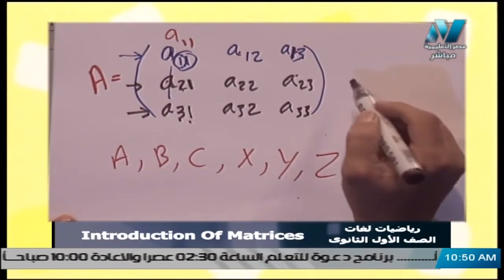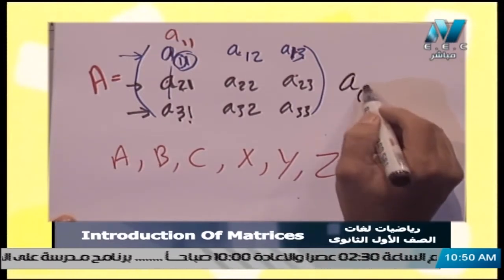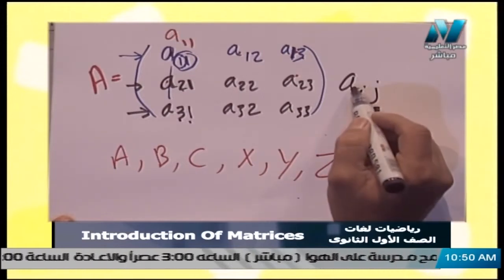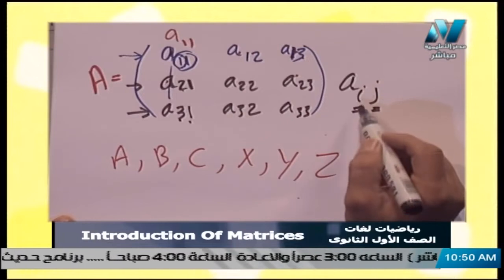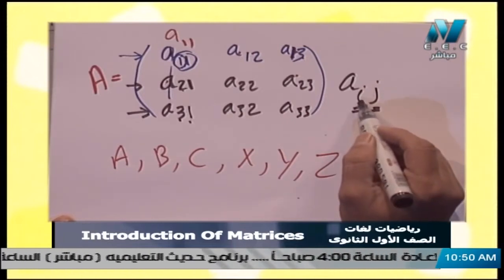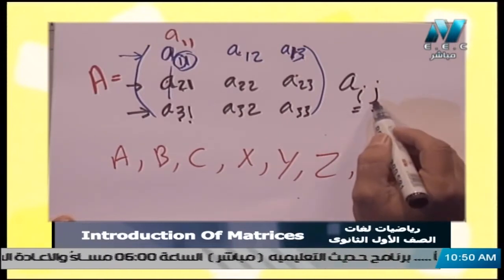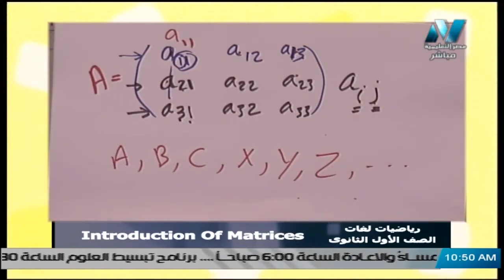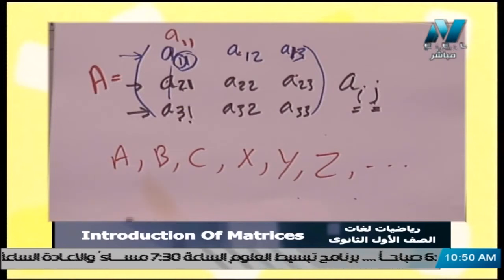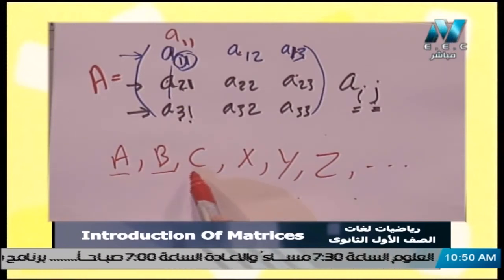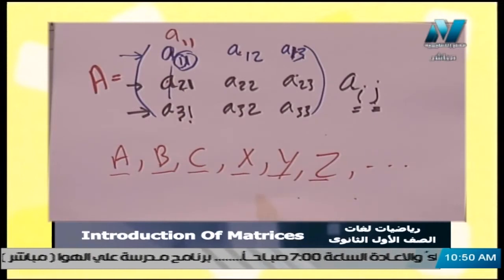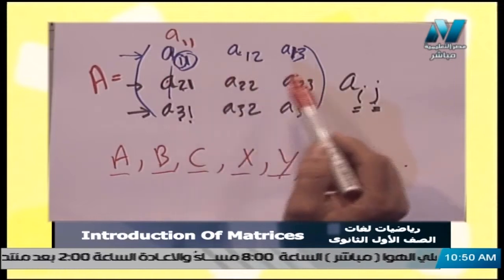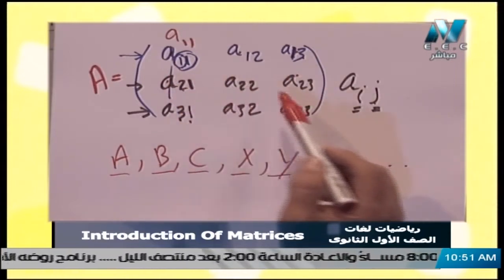Generally, we use small a, i, j. What is i? What is j? Small a expresses the element itself, and i expresses the number of rows. j expresses the number of columns. So, we will revise again. Capital letters are used only for the matrices themselves, okay? But small letters express the elements inside these columns or these matrices.